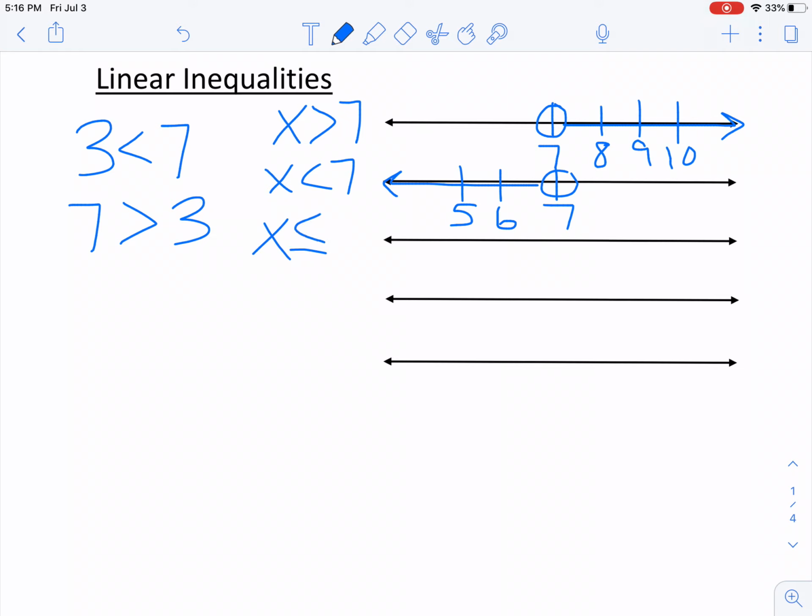X less than or equal to 7 means I'm going to put a closed dot on 7 to include it, and I want all values again less than 7. So it looks very similar to the example above, but we are including 7 as well.